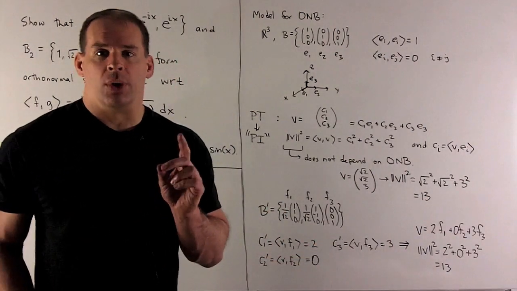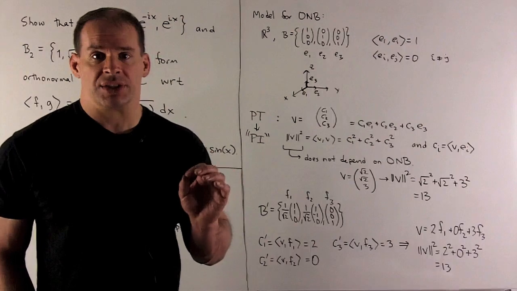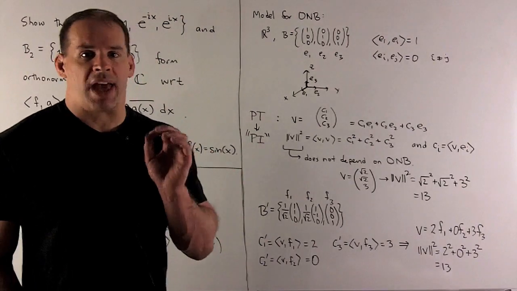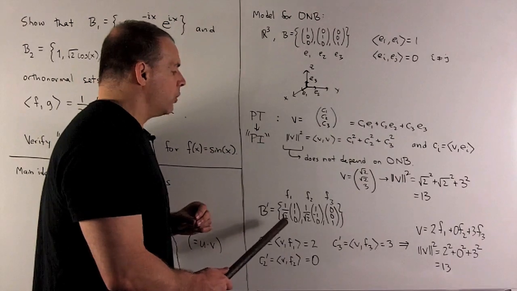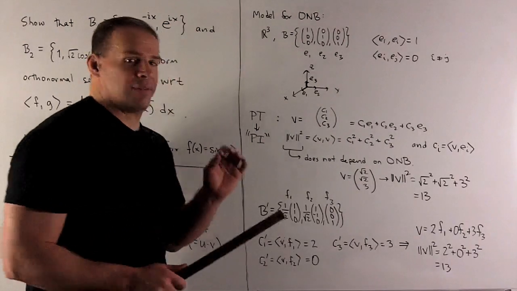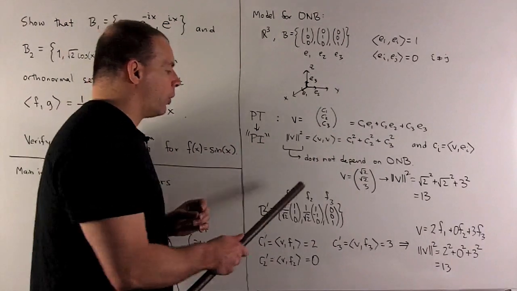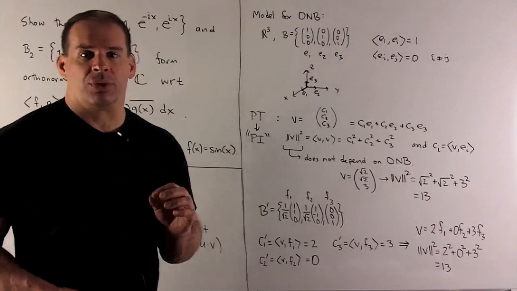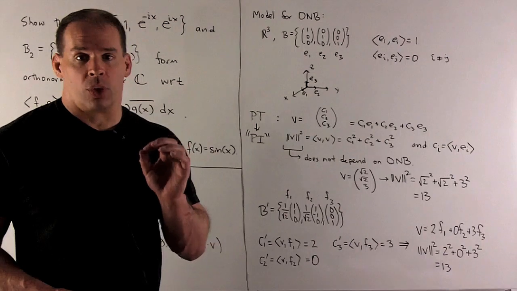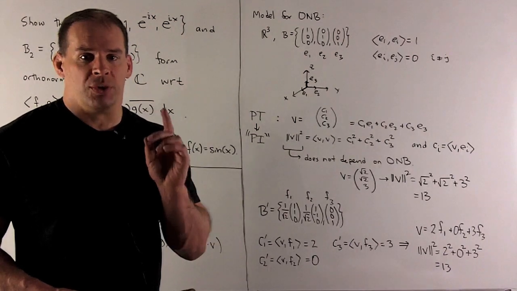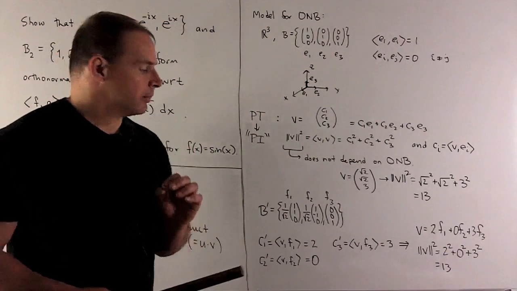Let's see what happens if we go to another orthonormal basis. So I'll use F1, F2, and F3, where F1 is 1 over square root of 2 times (1, 1, 0). F2 is going to be 1 over square root of 2 times (1, -1, 0). And then F3 is (0, 0, 1). So you should check that that's an orthonormal basis. Once you do that, we can look for the c's.